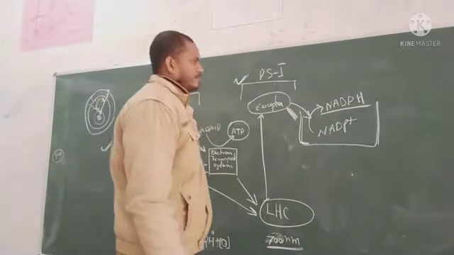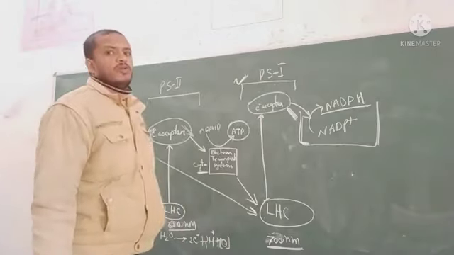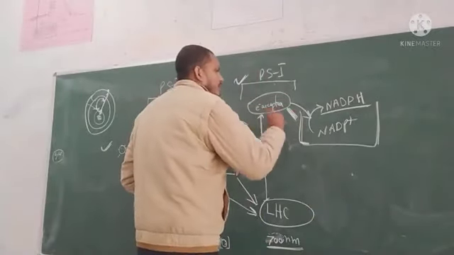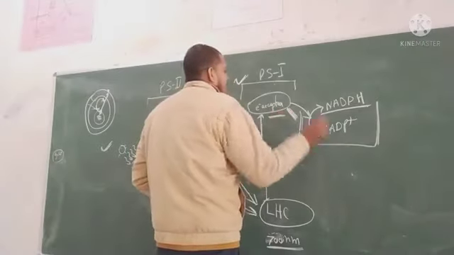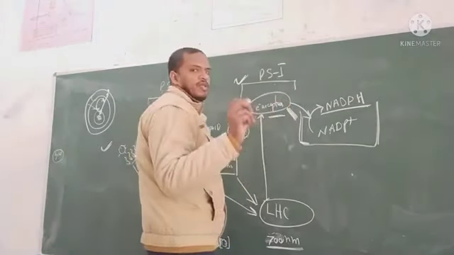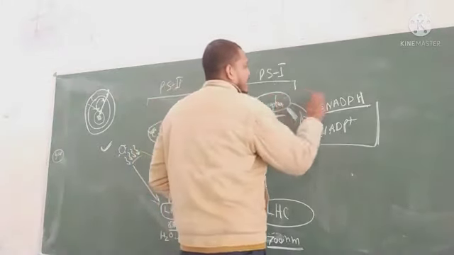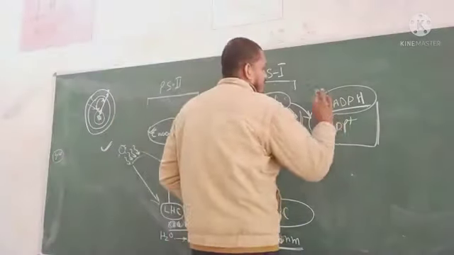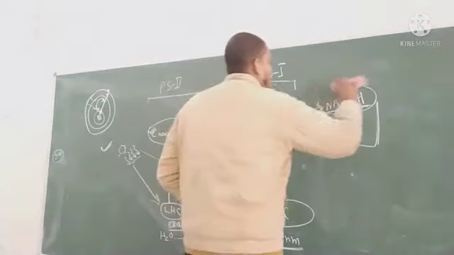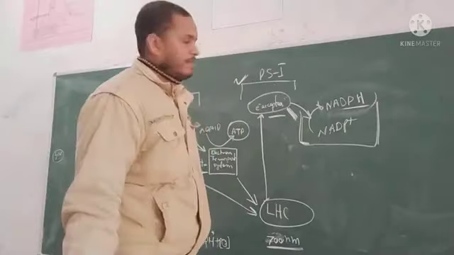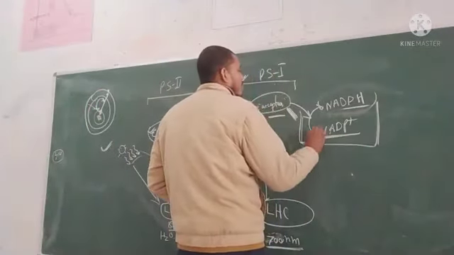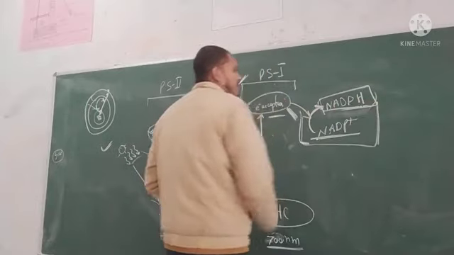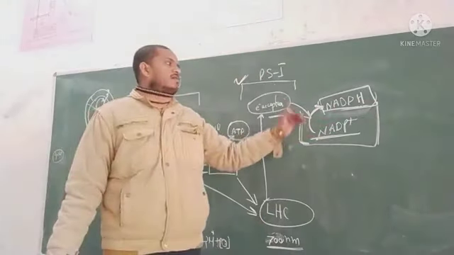Now what happened? Due to reduction and oxidation reactions, this downhill movement of the electron and its acceptance by the energy molecule cause the conversion of NADP plus molecules into NADPH. This NADP plus gets converted into NADPH.